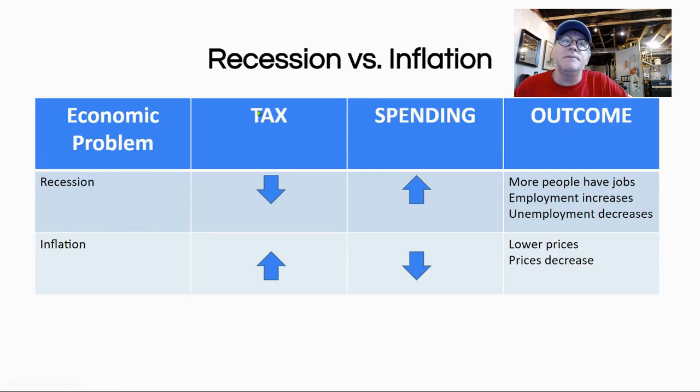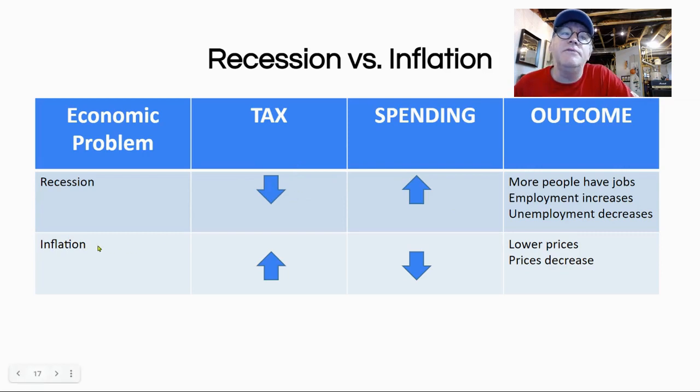Recession versus inflation. These are both two types of economic problems. During a recession, when people don't have jobs, the Congress can decrease taxes and increase spending. So people have more jobs, employment increases, unemployment decreases because the Congress is giving people jobs to build roads, bridges, airports, etc.